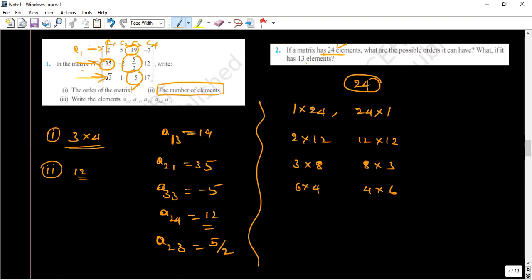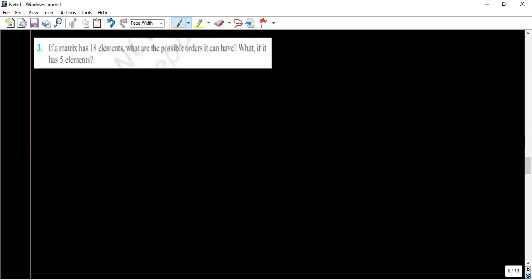What if we have 13 elements? 13 elements we have. We can create a one row matrix or a one column matrix, because 1 by 13, in a single row I will arrange all the elements, or else in a single column I can arrange all the elements. So only two possibilities we will have, because 13 is a prime number. These are the possibilities that we have. Okay, let us see the next question.